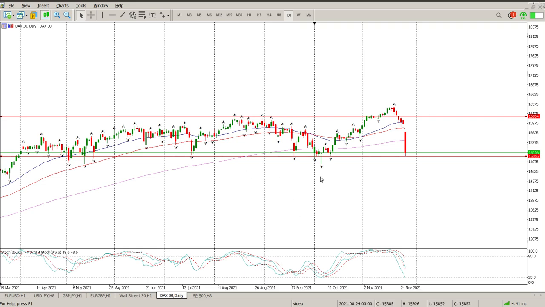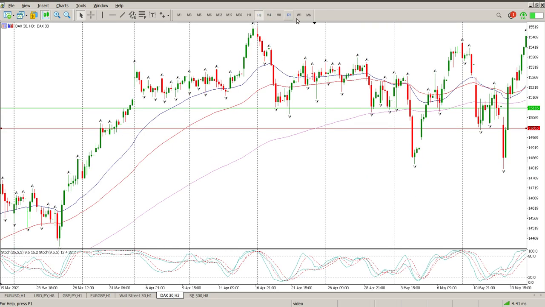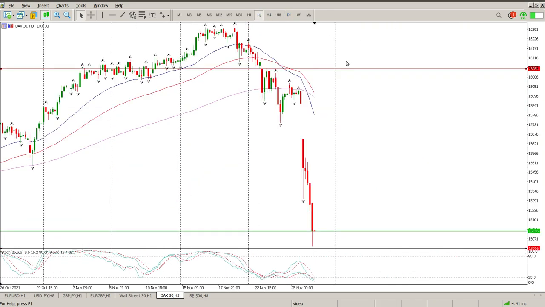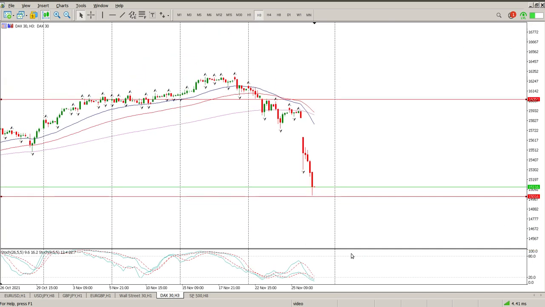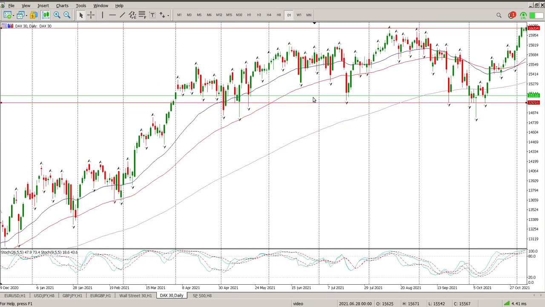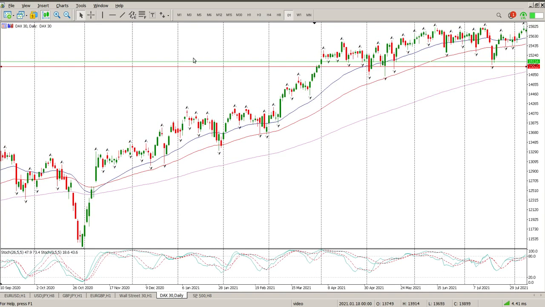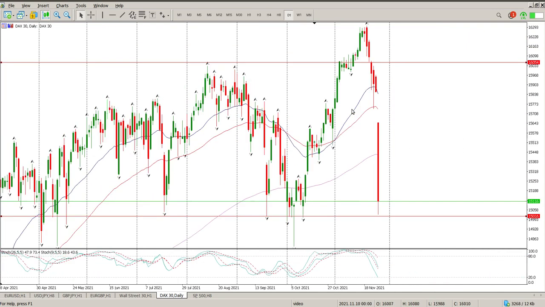At the moment, nothing really on the daily chart that we need to be aware of, except for the support level. It's going to be really difficult to break below 15,000. But if it does break below that, that could trigger a bigger move to the next support level, which is going to be all the way down in this area here, and that is 14,150. So all to play for at the moment.